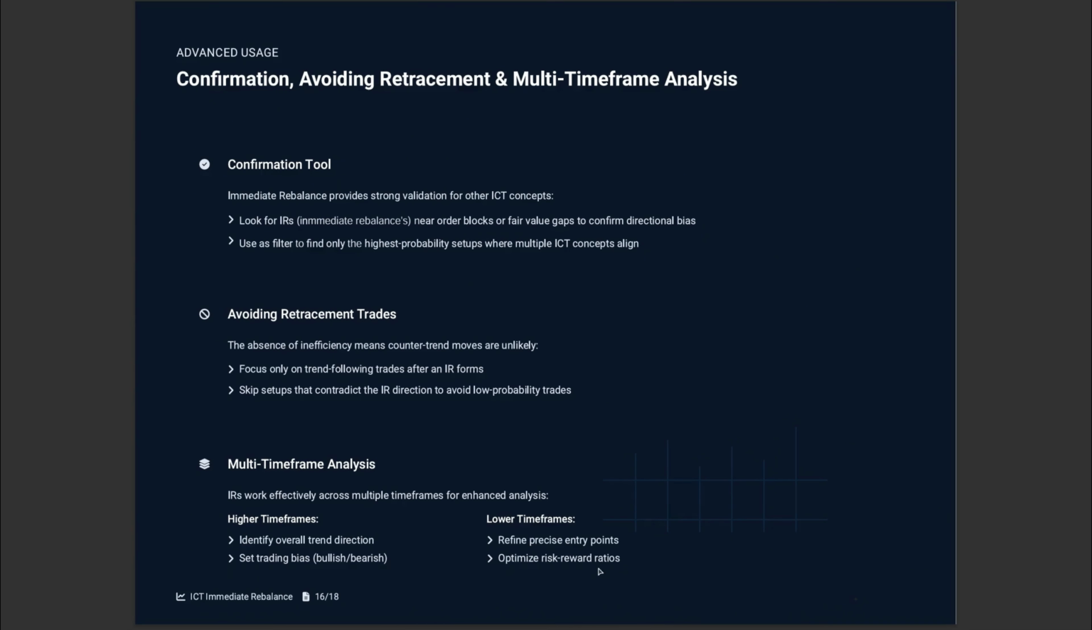Lastly, optimize risk to reward ratios. Since you're entering on a lower time frame, but you're trading in the context of a higher time frame narrative, you can hold your trades even longer because now you know where price is more than likely going to go. And now that I have this immediate rebalance on the lower time frame as well, and I enter off of that lower time frame, I can target higher time frame points of interest like order blocks or liquidity pools, right?